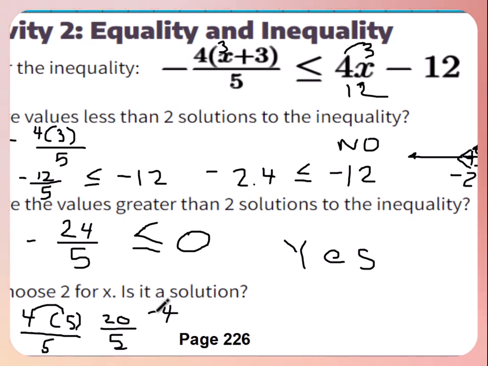So that's negative 4. We're checking to see if that's less than or equal to, substituting in the same 2 for x on the right hand side. So we're going to put a 2 right here. 2 times 4 is 8, and 8 minus 12 is negative 4. So is that a true statement? And the answer is yes, because we have that equal sign.